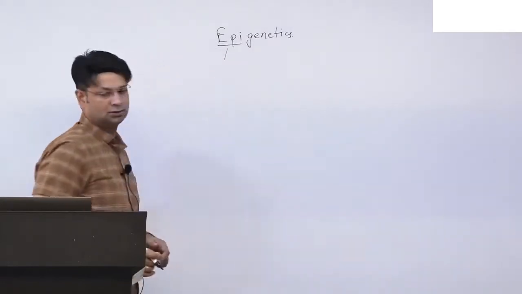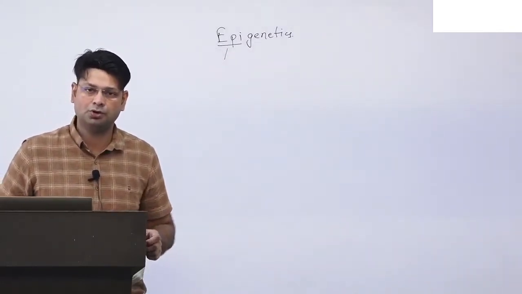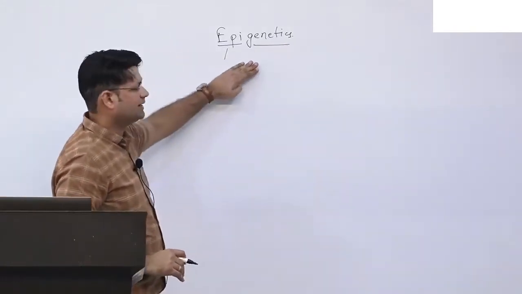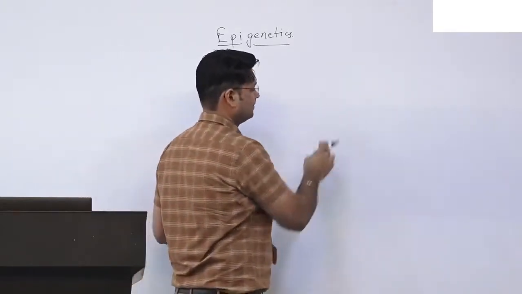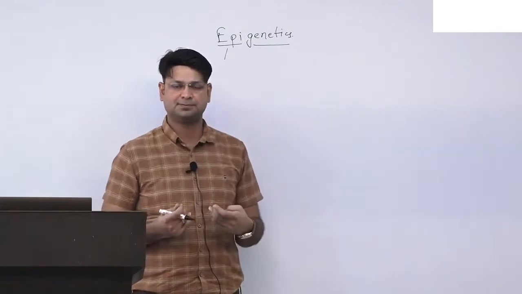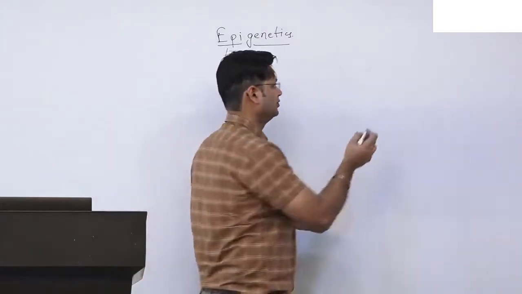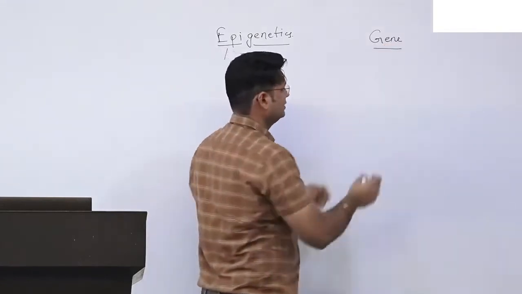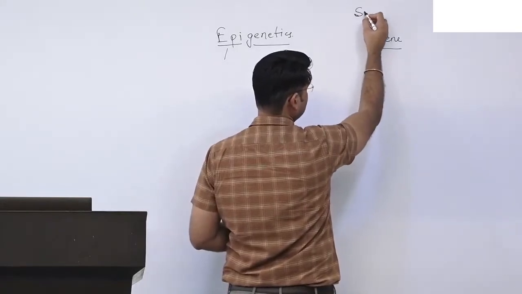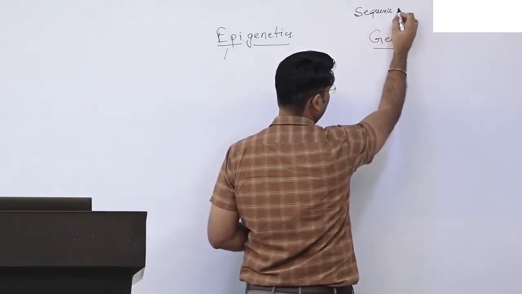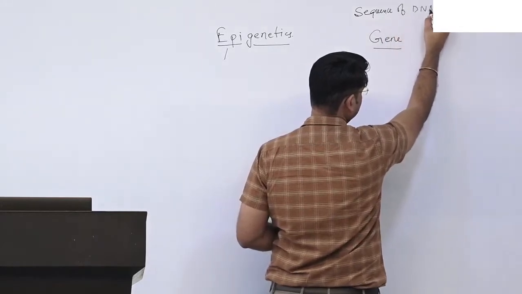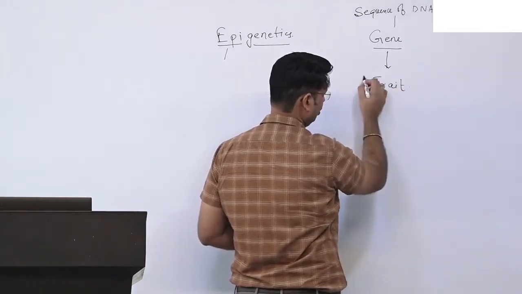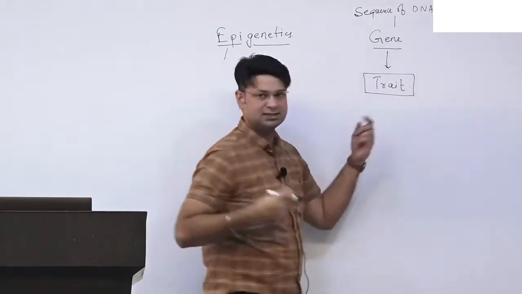Epi means above, or beyond, genetics, right. For understanding this, you must understand how our phenotype, this body type that you see, is a product of the genes. The genes are sequences of nucleotides, particular sequences of DNA, and a gene codes for a particular trait that we all know. That means this is the visible trait, right.